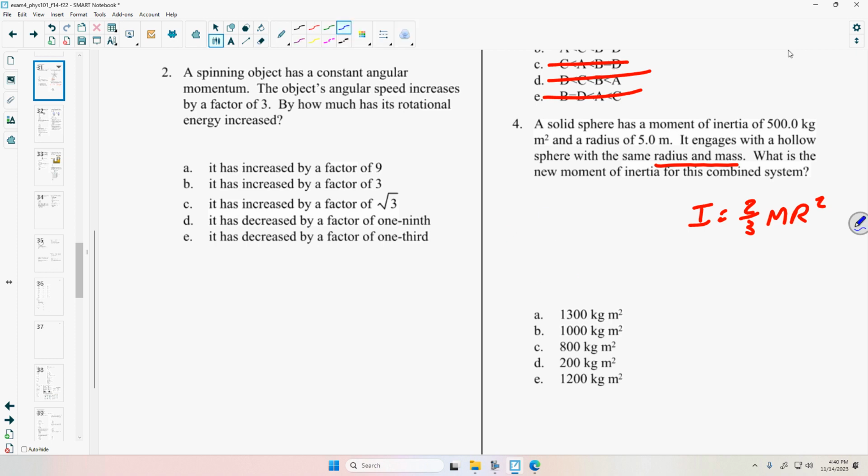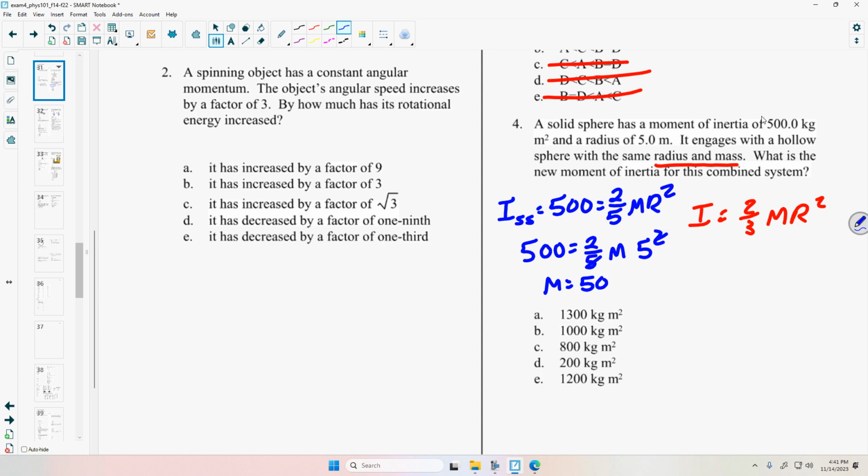A solid sphere, which is the 2/5, right? I of the solid sphere is 500, and then that's equal to 2/5 mr squared. And here you have to solve for the mass. So I know the radius: 500 equals 2/5 of the mass times the radius, which is 5 squared. Those cancel with that, 10. So m is equal to 500 divided by 10, or 50 kilograms.